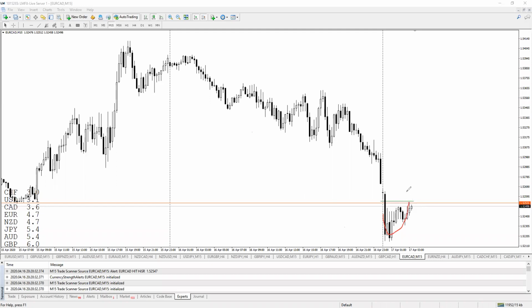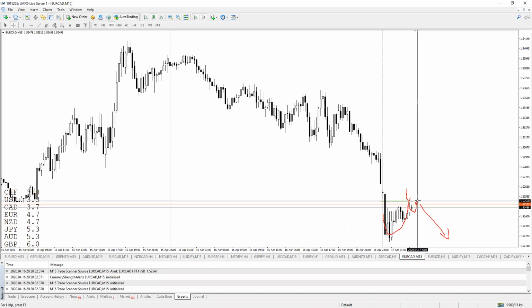So here's your first test, right? You want to see it test, drop down, test one more time, and then you would take the sell. That'd be a perfect entry trade. Ideally, you want your stop loss to be somewhere between 25 and 50 pips in that line.